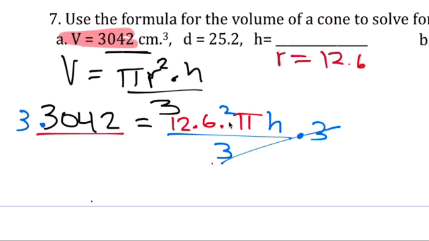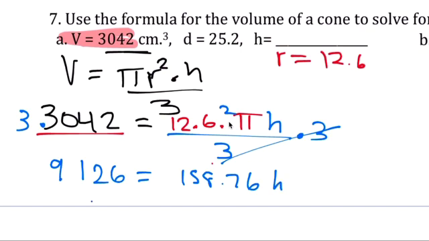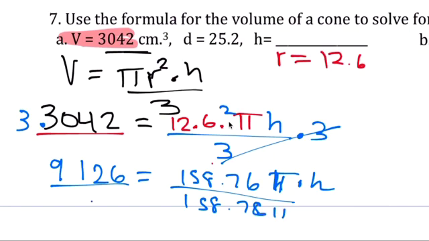I get 9 times 12.6 equals, see, 12.6 squared, you get 158.76 h times pi, pi times h. And then you divide both sides by that, 158.76 pi.